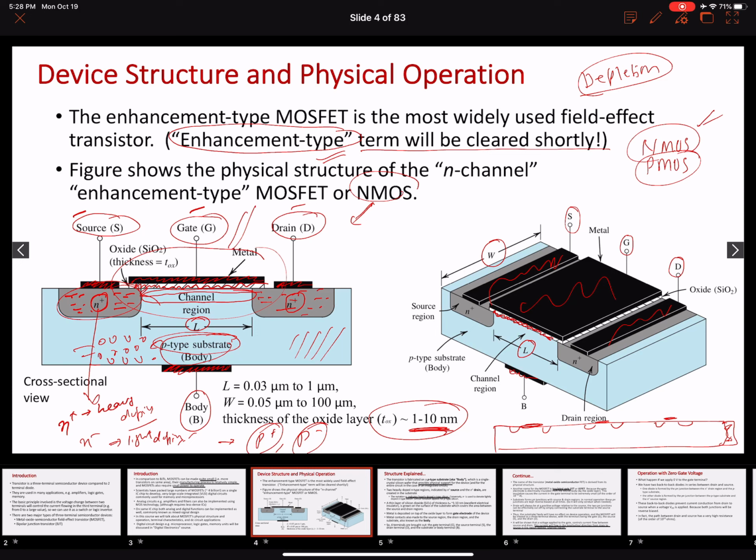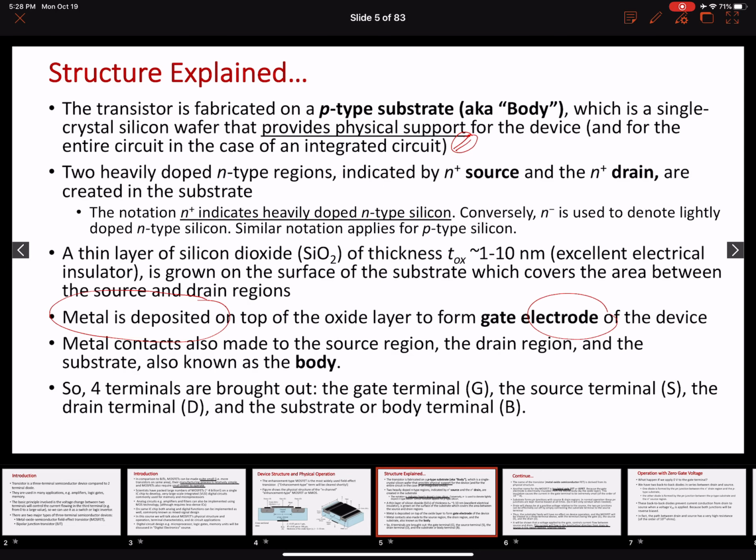we said that this is going to behave like a capacitor. This gate and the dielectric region is going to behave like a capacitor. So we are going to induce an electric field, and that electric field will help conduct the channel. And so that is why it is called a field effect transistor. We're going to come back to this point again and explain more.